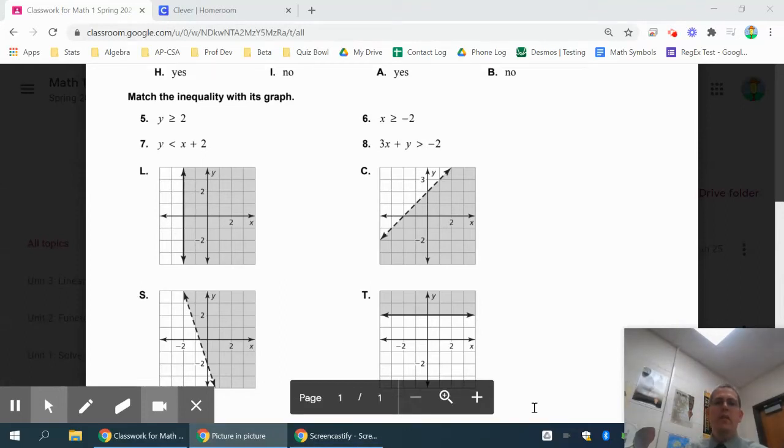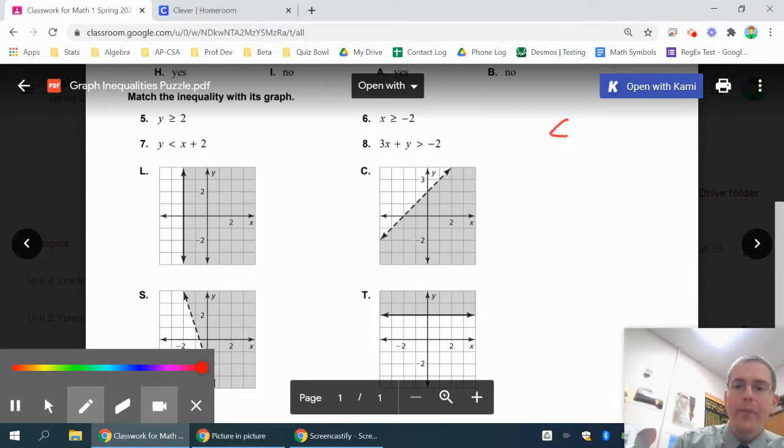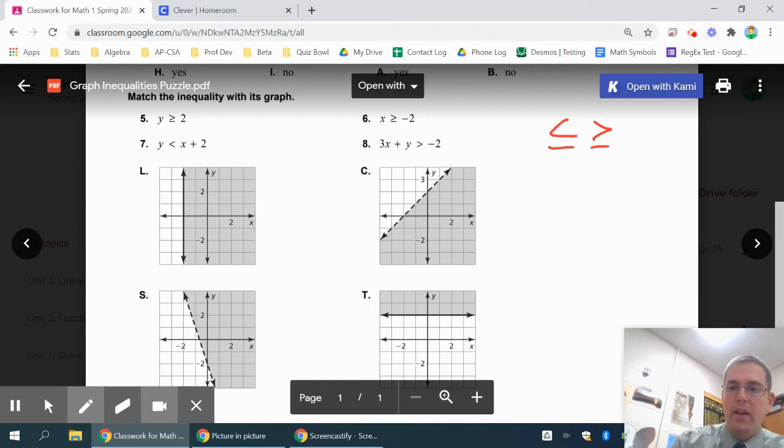Okay, when I'm looking at these systems of inequalities, we're going to need to look at the sign very carefully. Anytime you have an equal to, that means it's going to be a solid line for either one of those. If it does not have an equal to, it's going to be a dotted line. Also, your sign will tell you the direction of the shade.